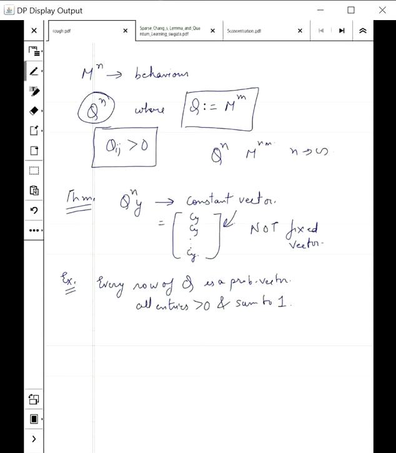If this is true, when I multiply Q times y, I'm basically averaging out the entries of y. So y itself was a probability vector. When I average its entries, all the entries come closer and closer. Let's say the maximum entry was M0 and the minimum entry was m0. Now if I look at Q^t y, the maximum entry will be M_t and the minimum m_t. What I want to show is that this is much smaller than M0 minus m0 as t tends to infinity.